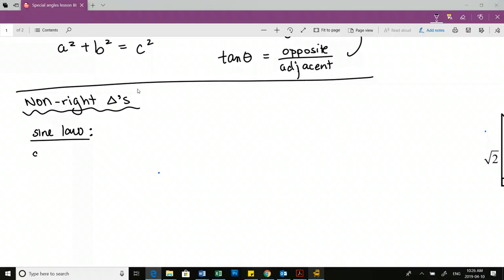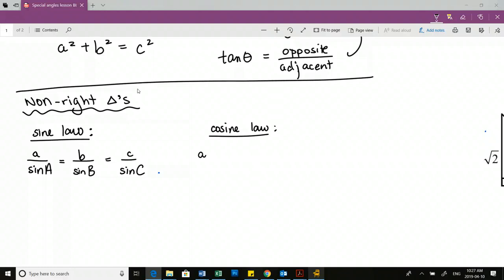For sine law, it says that side A over the sine of angle A should be equal to the ratio of side B over the sine of angle B. And it's also equal to the ratio of the last side of the triangle, side C, over the sine of angle C.